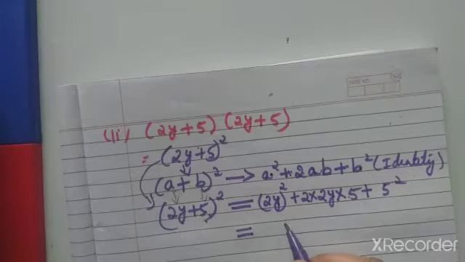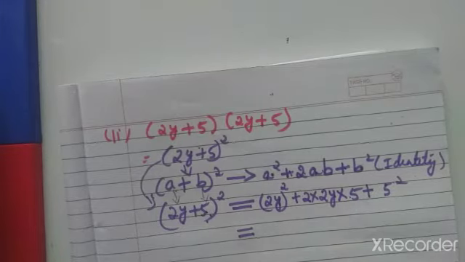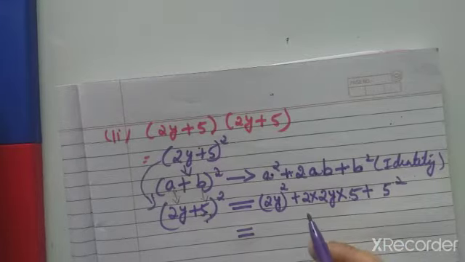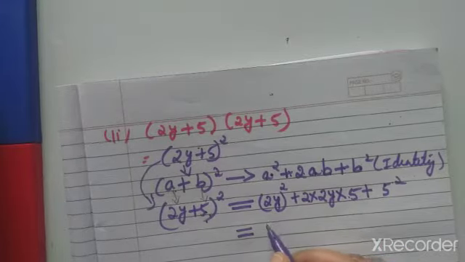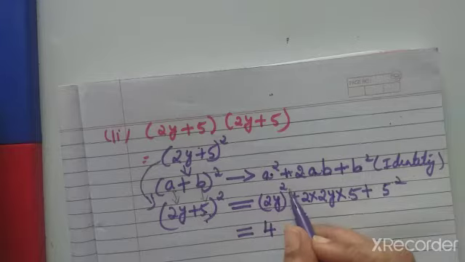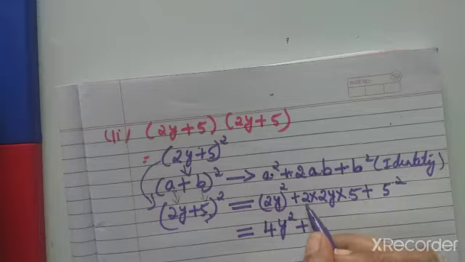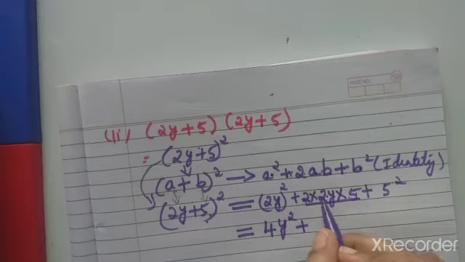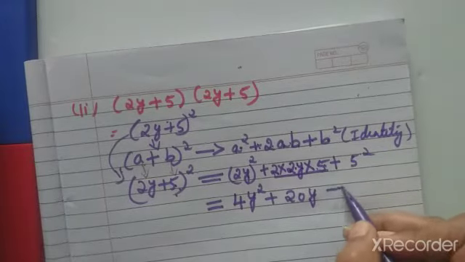2y square means 2y into 2y. So first multiply the number. 2 into 2 is 4, y into y is y square, plus now we have to multiply 2 into 2y into 5. First multiply the number. 2 2s are 4, 4 5s are 20y. Okay, then plus symbol.